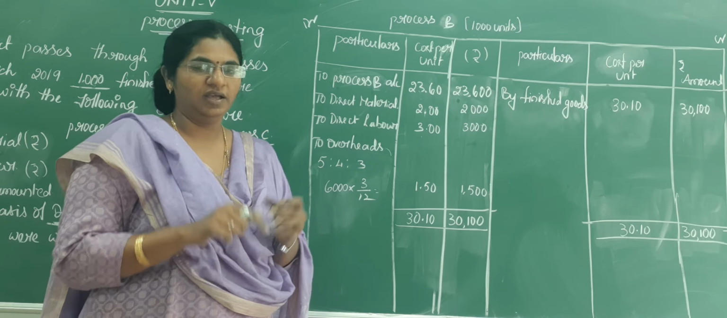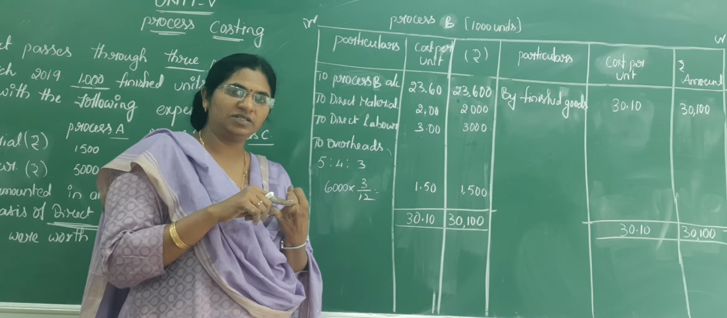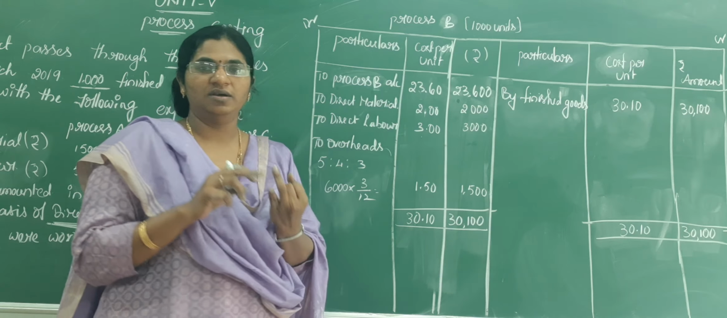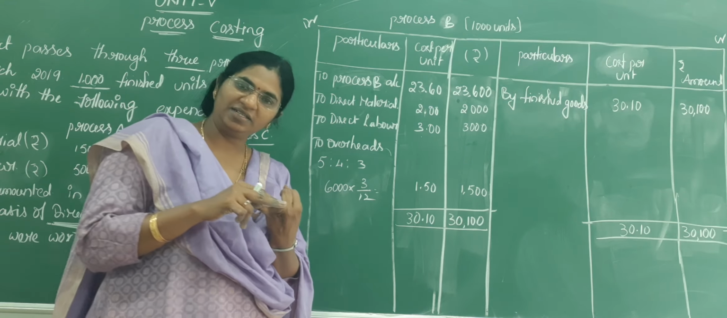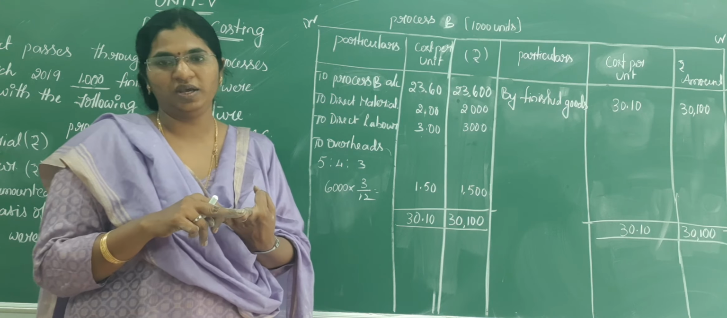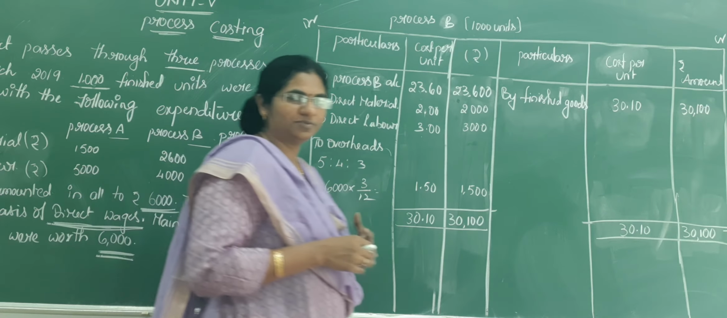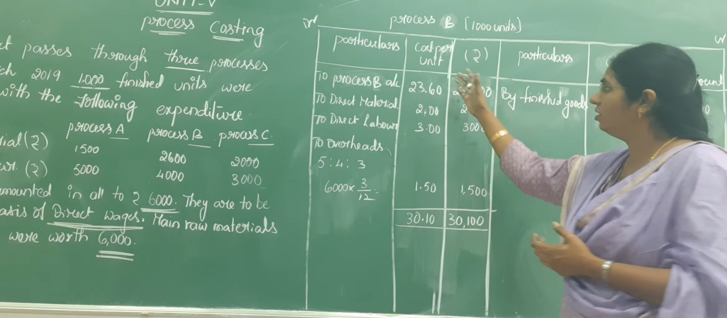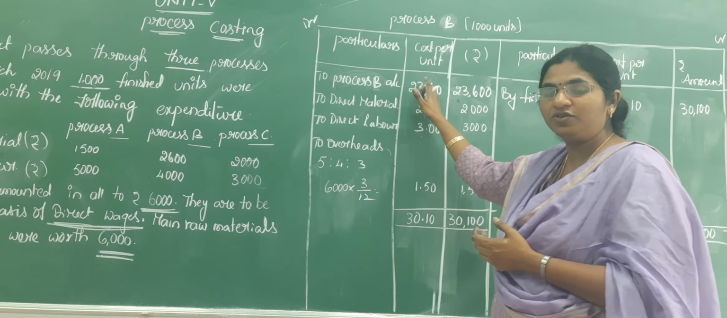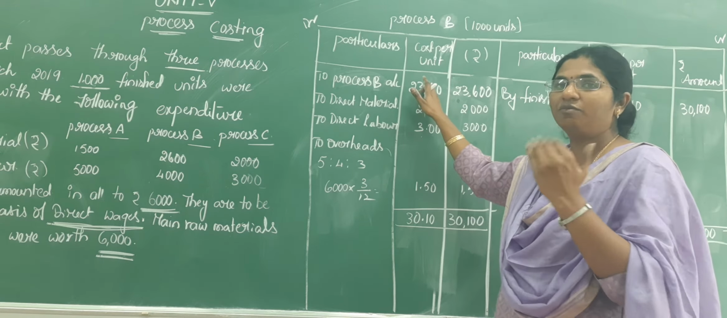Now, we have the amount transferred from process B, with per unit cost, which we have written over here. Direct labor we have taken, direct material we have taken, overheads we have taken. Just we need to total it. So check the total per unit cost: 23 rupees 60 paise transferred from process B, 2 rupees per unit direct material, direct labor per unit cost is 3 rupees, and overhead cost per unit is 1 rupee 50 paisa.